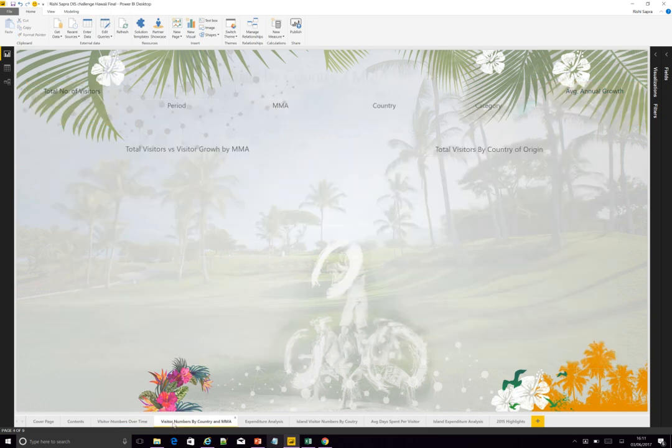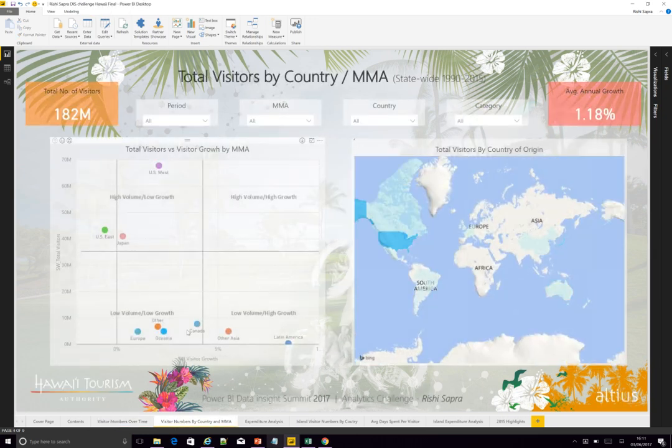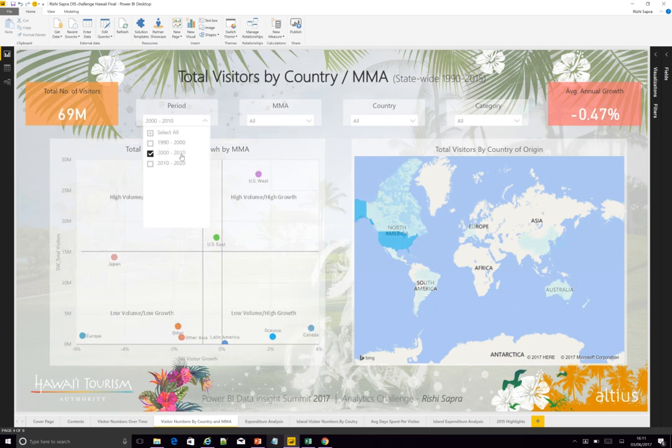Next, we're looking at major marketing areas, and we're looking at plotting visitor growth on those against the total number of visitors. And these are plotted on a quadrant chart. So we can see here, this is the magic quadrant where the major marketing area has a high volume of visitors and also a high growth rate. We can see that there's currently no MMAs in this period, but if we look in the period 2000 to 2010, we can see that the US West region was in this magic quadrant.